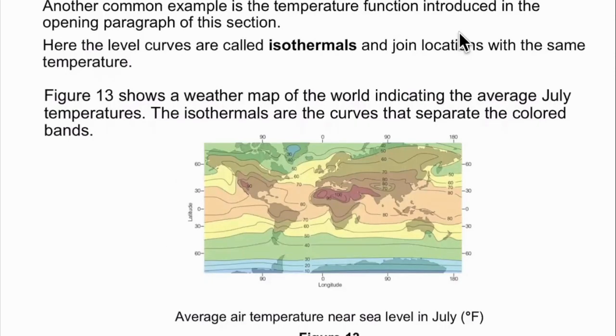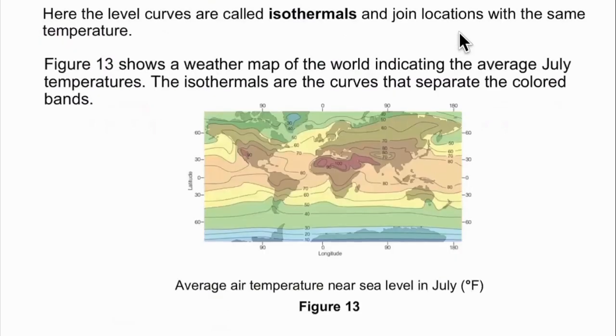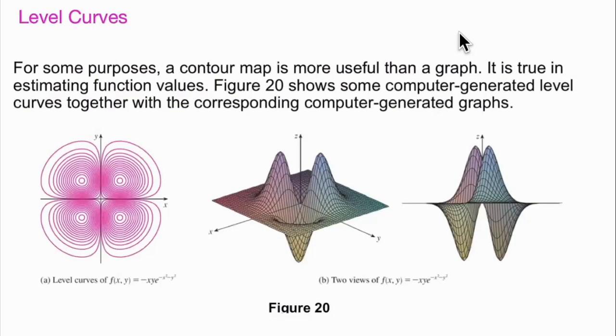Another common example is the temperature function. The level curves are called isothermals and join locations with the same temperature. So here is a weather map of the world indicating the average July temperature. So the isothermals are the curves that separate the color bands. You see those are level curves right here. So 80 degrees along this curve, 40 degrees along this curve. The graph that contains all those level curves is called a contour map.